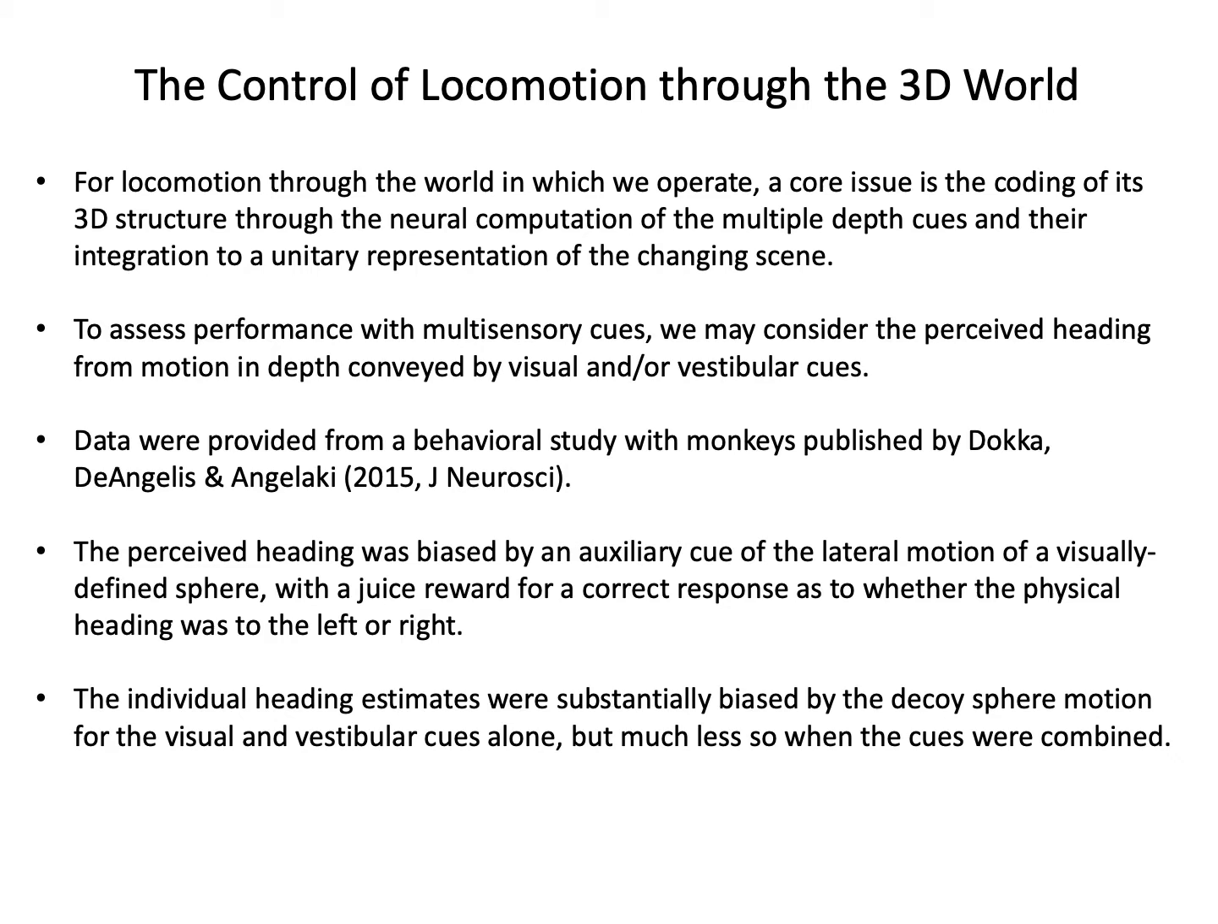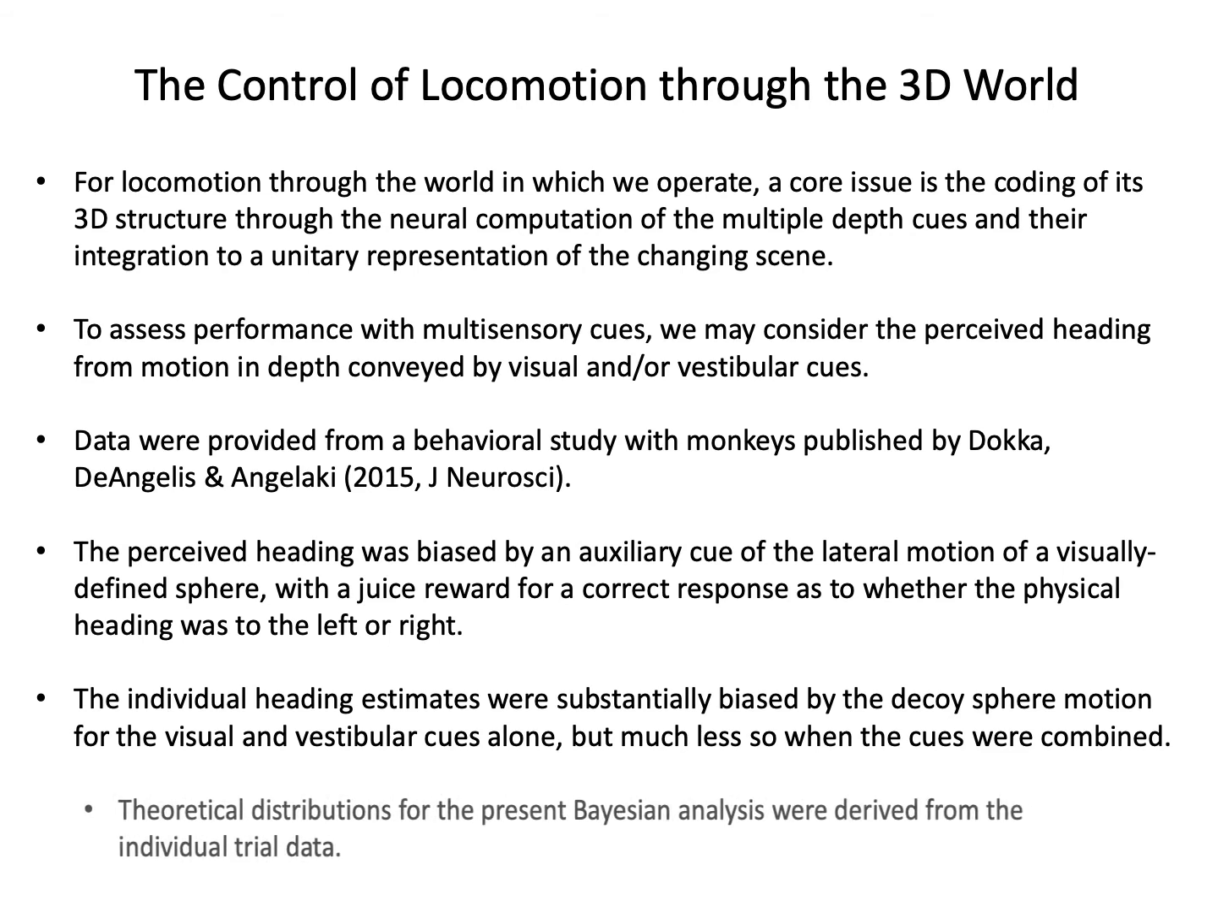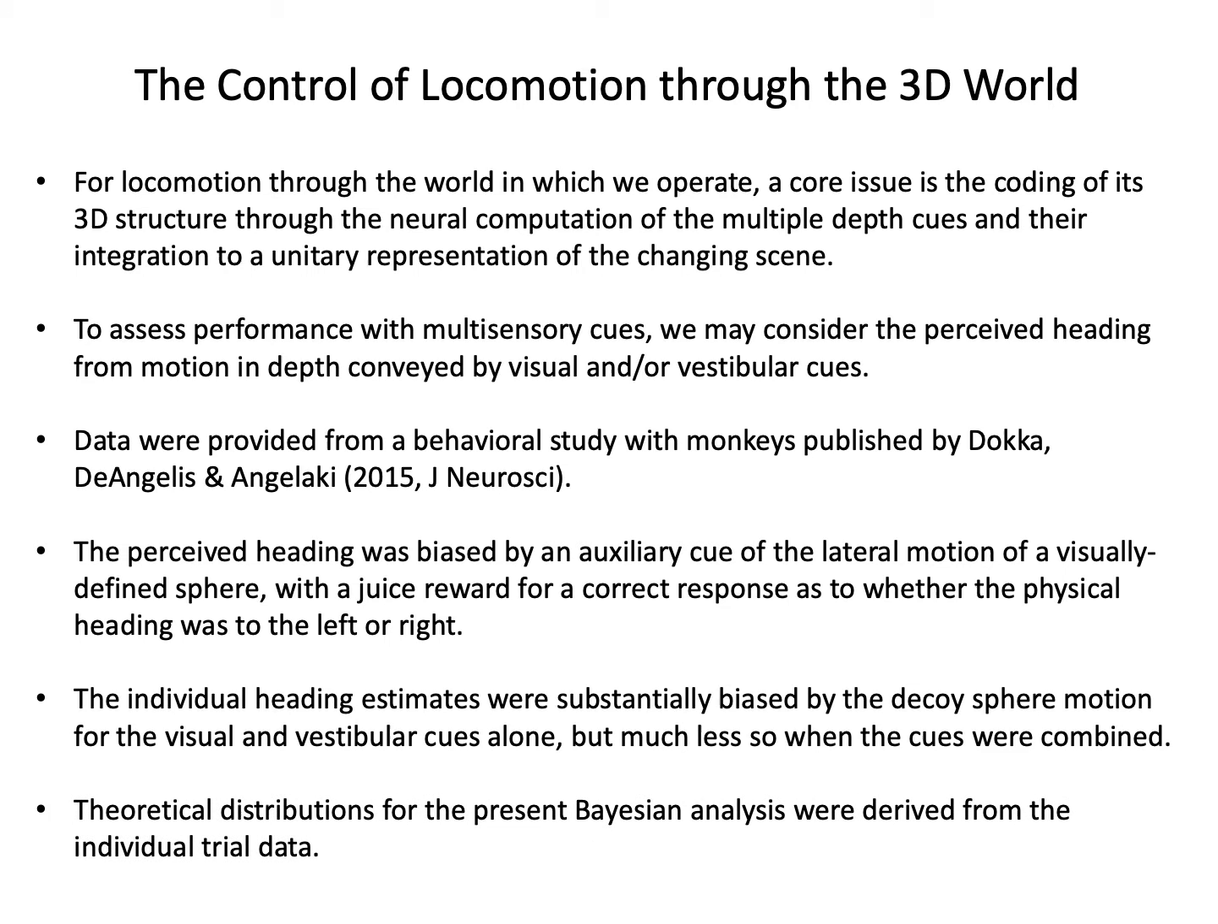The individual heading estimates were substantially biased by the decoy sphere motion for the visual and vestibular cues alone, but much less so when the cues were combined. Theoretical distributions for the present Bayesian analysis were derived from the individual trial data.